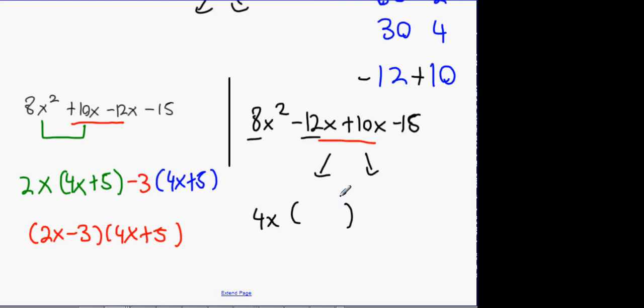Okay? Shh, lads. What number goes in here? 4x multiplied by what gives you 8x squared? 2x. 4x multiplied by what gives you minus 12x? Now guys, for those who don't understand this, look at this. What's 4x by 2x? 8x squared. What's 4x by minus 3?